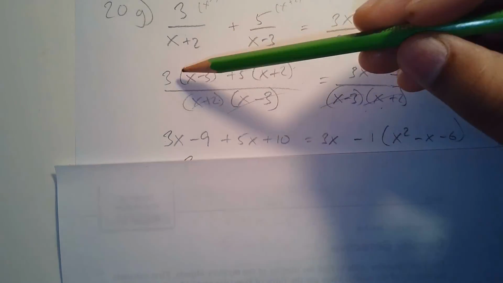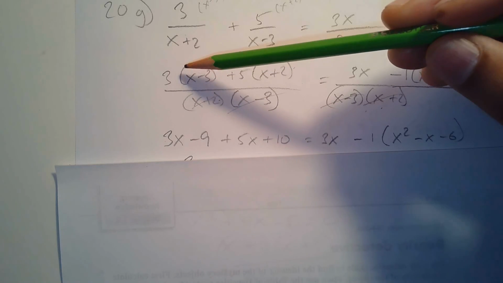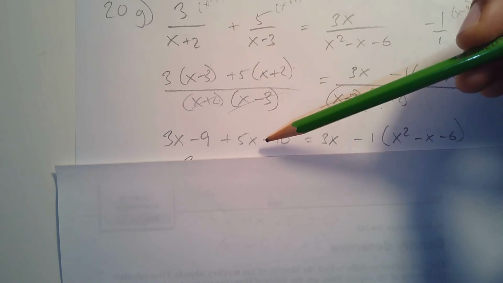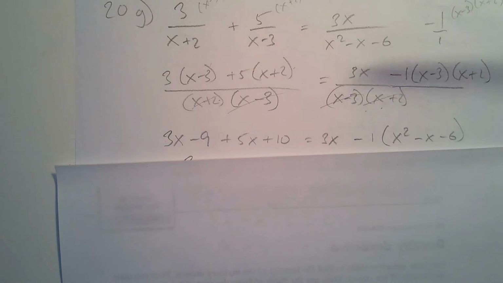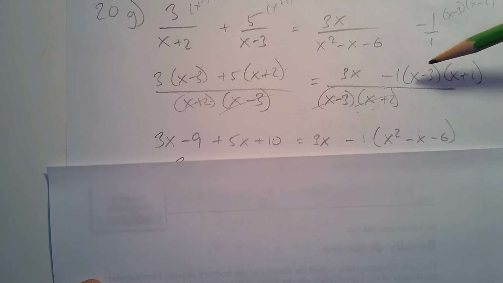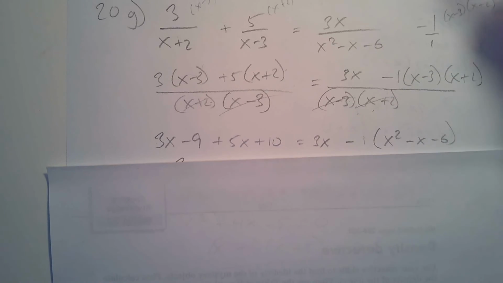And so we can multiply this out, so that gives you 3x minus 9. Okay, so 3 times x and 3 times minus 3. And then the 5 is going to multiply x plus 2, so that gives you 5x plus 10. And then here we've got 3x minus 1. So this multiplies back into that, x squared minus x minus 6.